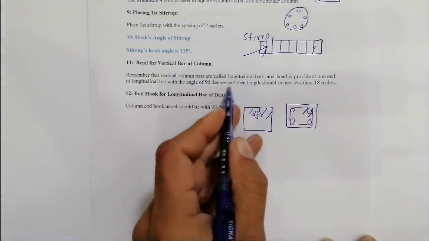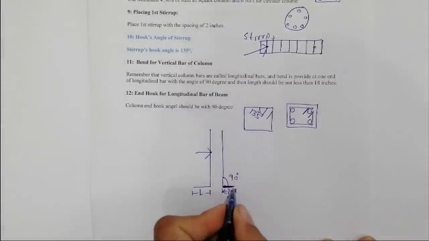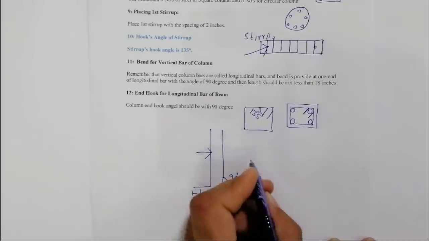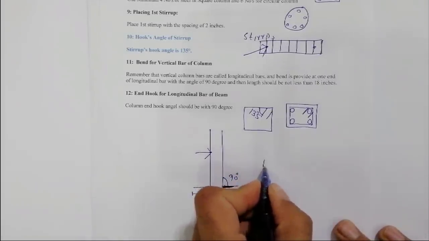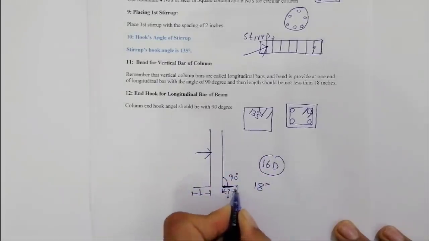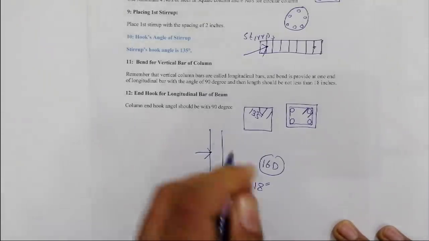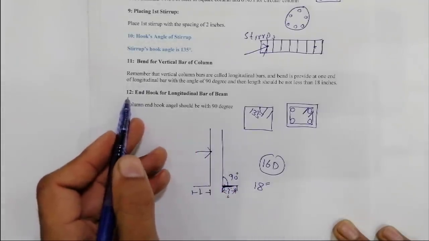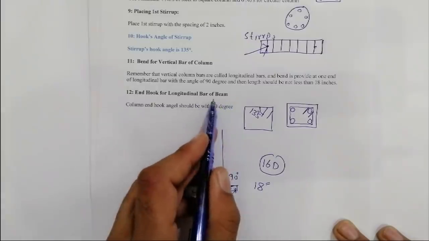and then length should be not less than 18 inches. So it should be 18 inches, it should not be less than 18 inches. Or you can also use the formula for this, which is 16D. You can use the formula to find the length of this bend in column longitudinal bar. Remember this point.